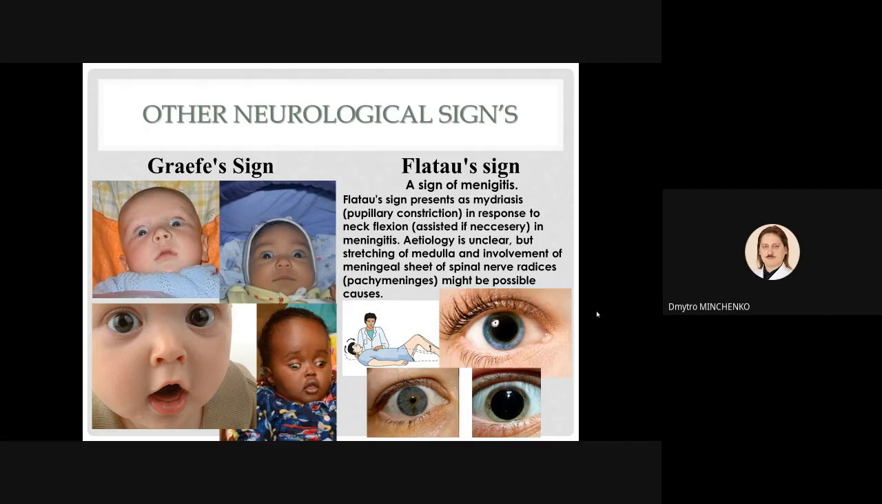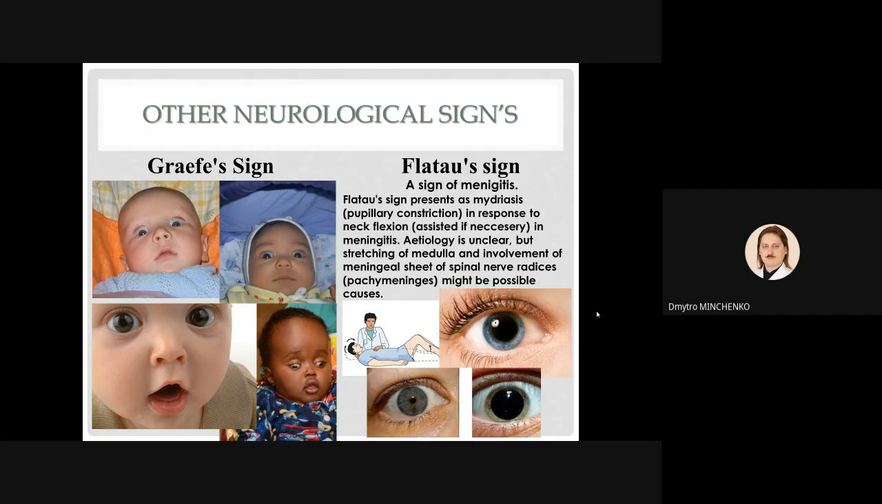Another important sign is the Flatau sign. It could be interpreted as a sign of meningitis, or for the most part, since all meningeal signs are basically signs of intracranial hypertension, just like the Graefe sign, can be used for multiple instances, including intracranial hemorrhages and hydrocephalic syndrome as well. Flatau sign presents as mydriasis or pupillary constriction in response to neck flexion assisted, if necessary, in meningitis.